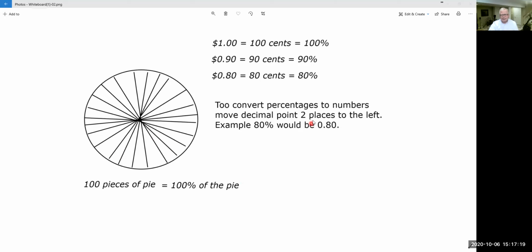So how do you convert from a percentage to a decimal point? Well, you simply take the percentage and you move the decimal point two places to the left. So as an example here, 80%, you take the period here, move it 2 places over to here, and now you have 0.8. So we go to the next problem here, or the next page.